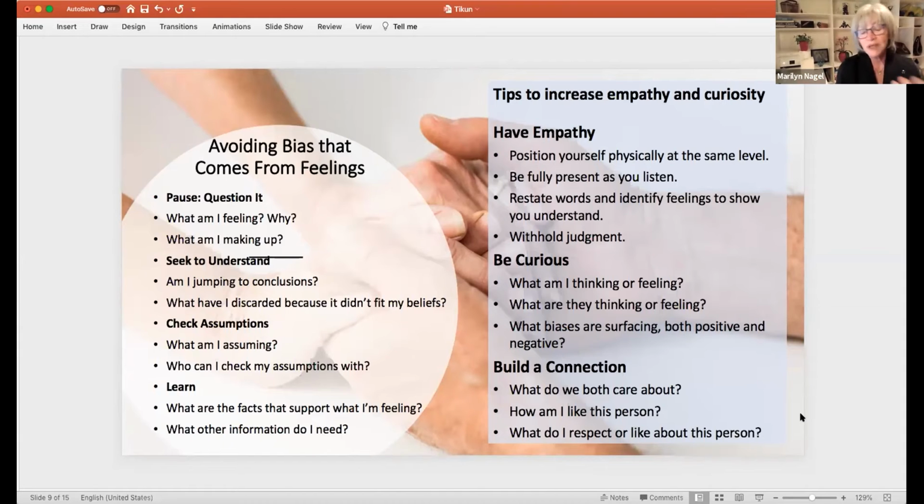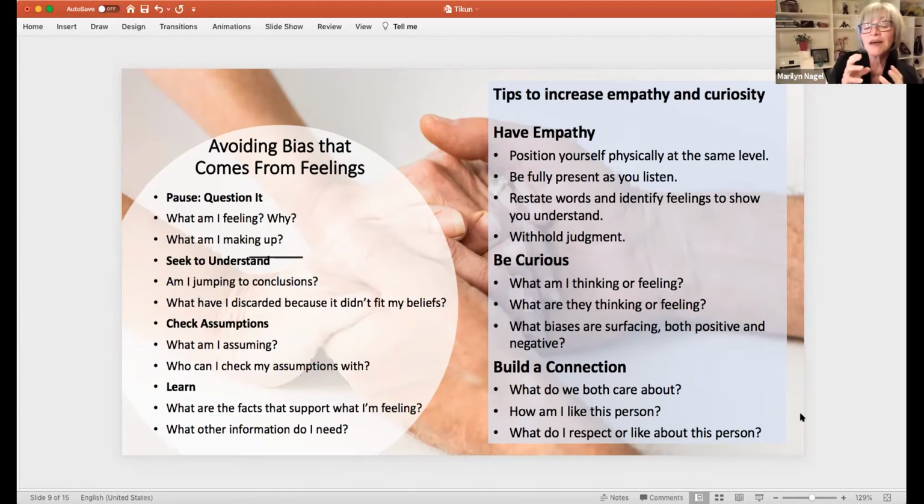If someone is in front of you and you're checking out at the supermarket and they have a lot of piercings and tattoos on their face, do you immediately jump to judgment, or is it an emotional response? So seek to understand. Check your assumptions. What are you assuming about a person based on the way they look? And then again, learn. What are the facts, and what other information do you need?